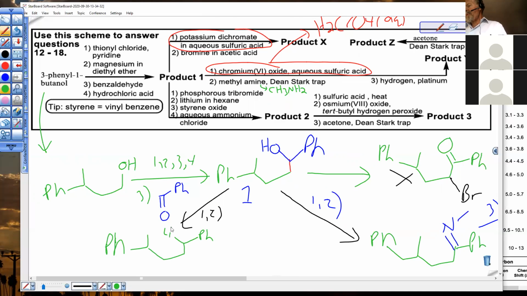First step puts a halogen where you used to have the OH. Oh, no, sorry, a bromine. Yeah, halogen, but a bromine to be more specific. And then we do our lithium and hexane. The bromine is now an organolithium.